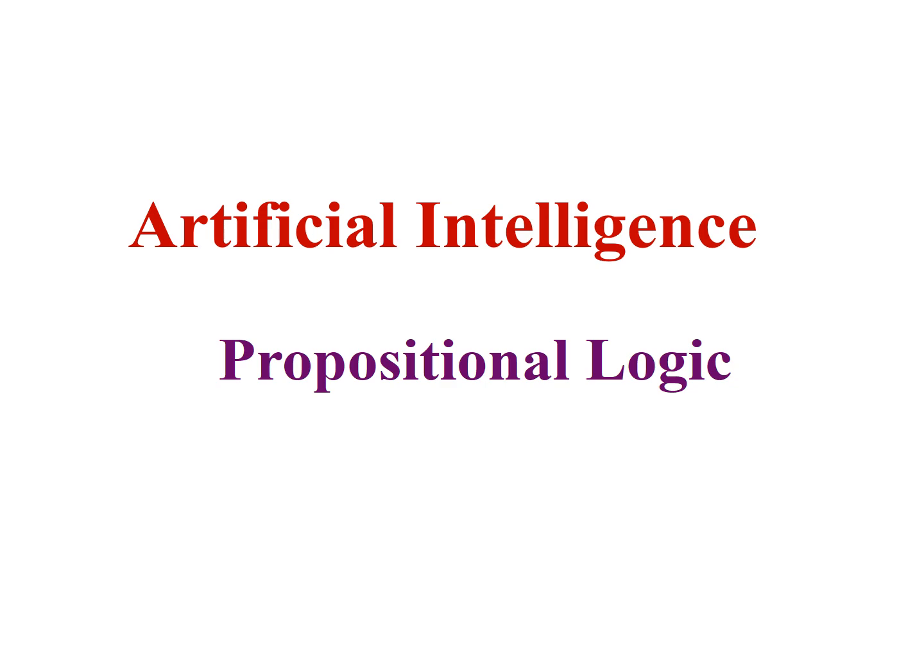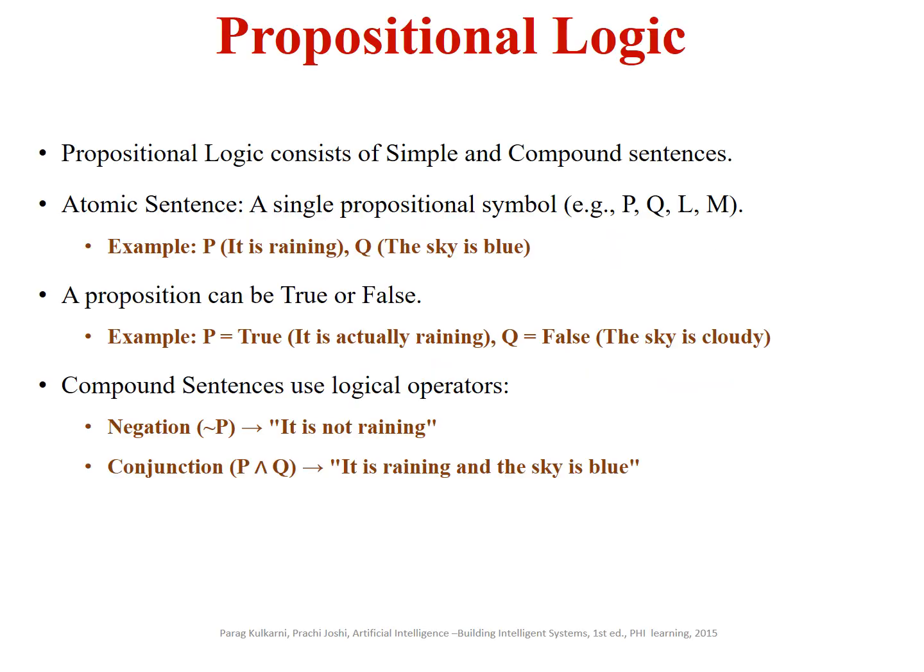Hello everyone. In this video, we will learn about propositional logic. Propositional logic consists of simple and compound sentences. A simple sentence, or an atomic sentence, has a single propositional symbol. We could use some symbols to represent it. For example, this is a sentence: it is raining, and we use P to denote it. The sky is blue, we use Q to denote it.